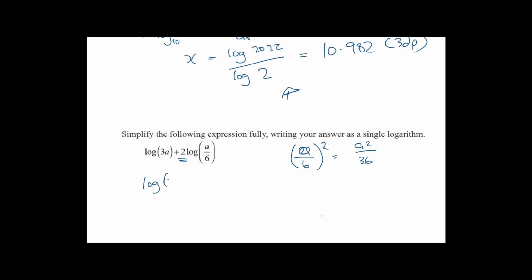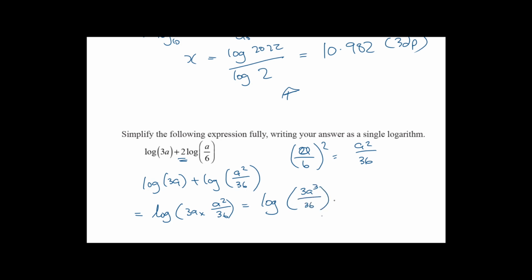So let's rewrite that. Log of 3a plus log of a squared over 36. And when we combine the logs, that's going to be log of 3a times a squared over 36, which is going to be log of 3a cubed over 36, which is going to be log of a cubed over 12, isn't it? Yeah, 12. We cannot move that 3 out, so that stays there. I think that's as simple as it's going to get.